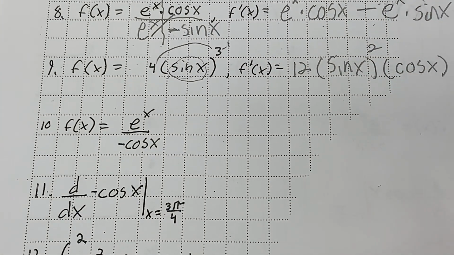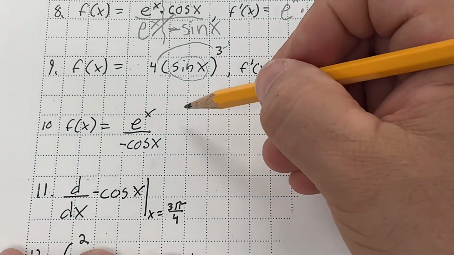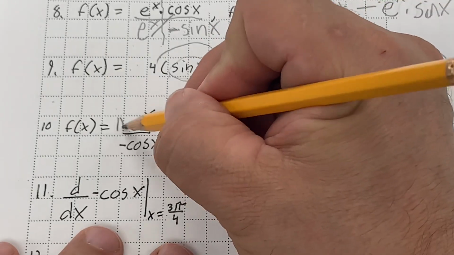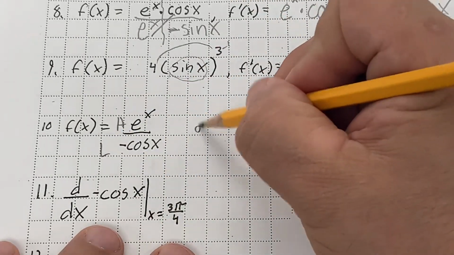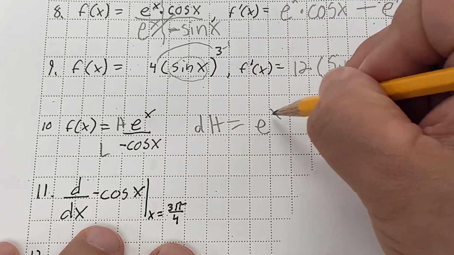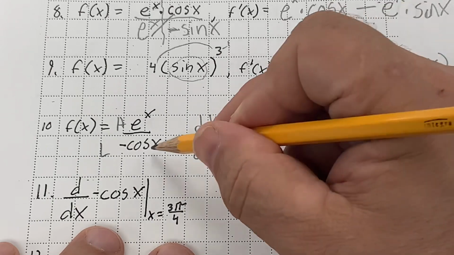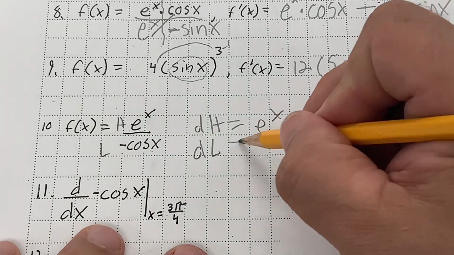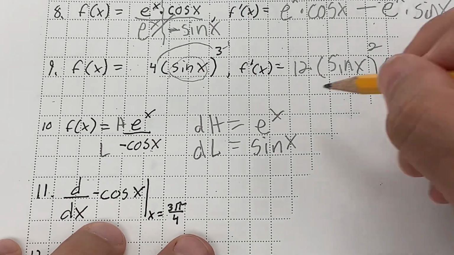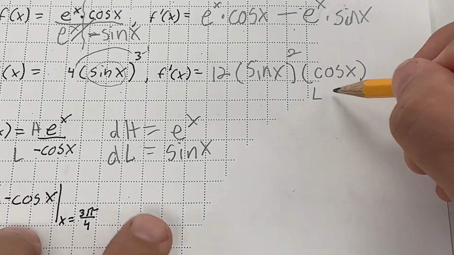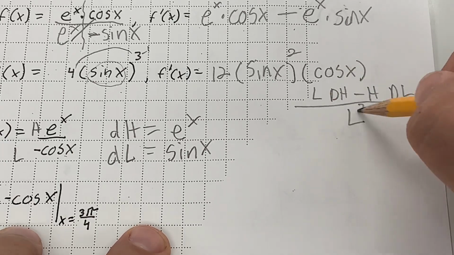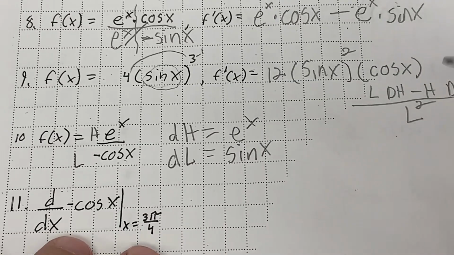Quotient rule. Quotient rule is going to be low d high minus high d low. Draw the line and square below. So this is my high. This is my low. My d high is going to equal the derivative of e to the x, which is e to the x. My d low, the derivative of negative cosine x is sine x. And I'm going to do my low d high minus high d low. Draw the line and square below. So that's a little memory mnemonic I use.